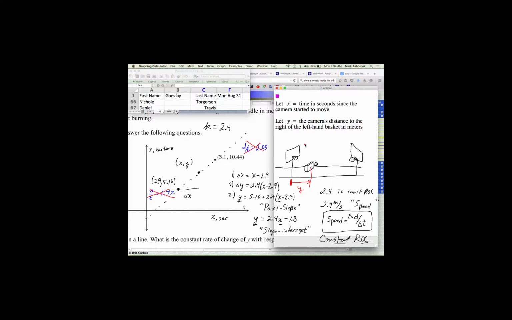It goes back to this idea that the values of the quantities themselves don't have to be in a constant ratio in order for you to have a constant rate of change. What has to be in a constant ratio? The changes, the ratio of the changes has to be constant.